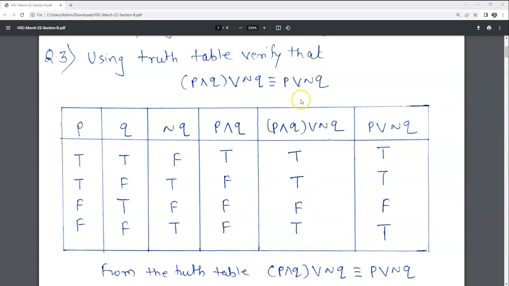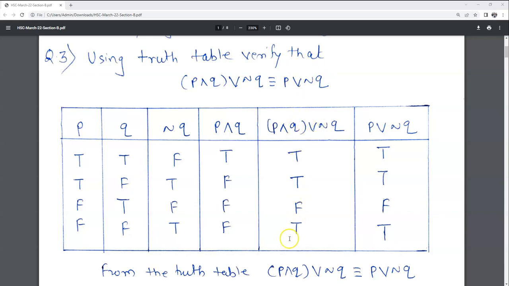Now, what is the right hand side? P or negation of Q. So this is your P and this is your negation of Q. या दोघांचा or म्हणजेच काय? एक जरी T तरी T. So do you see T? Yes, T, F, that's why T. T, T, that's why T. F, F, there is no T, so F. F, T, there is one T, so T. That's how you got right hand side one.